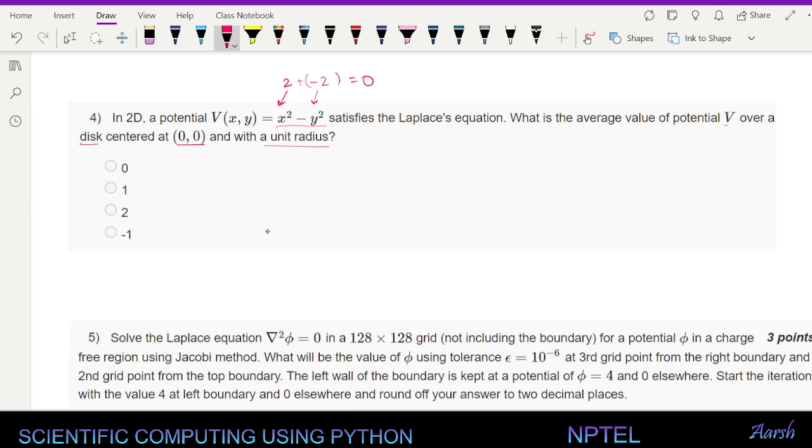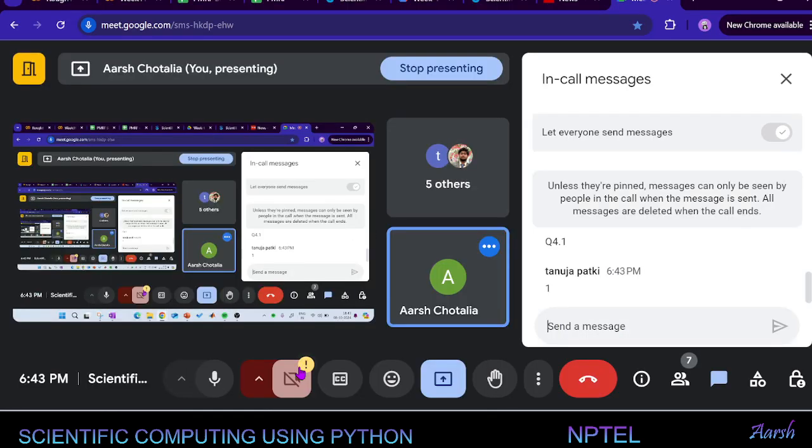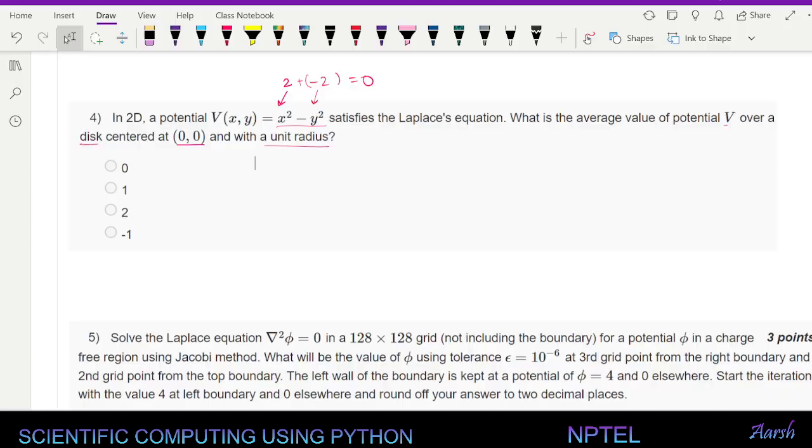So we know the average theorem. It says that the average value should be equal to the value at the center. So what is the center? Center is 0, 0. So average is equal to value at the center, which is just 0 square minus 0 square. And last time I checked, it's equal to 0.